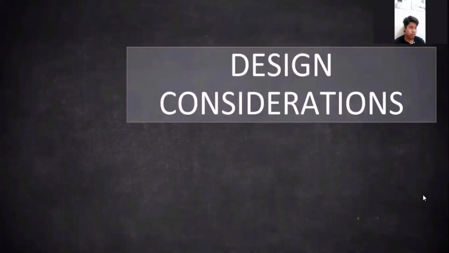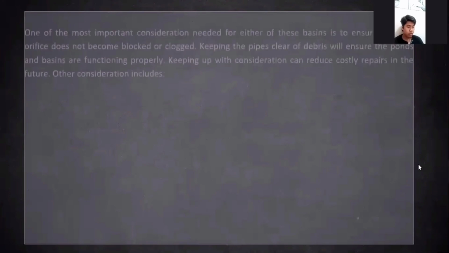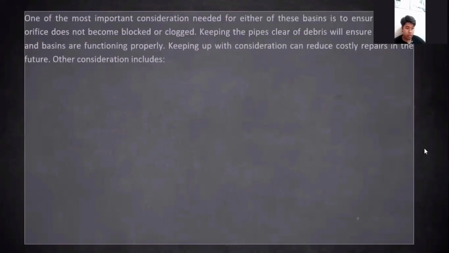Design consideration. One of the most important considerations needed for either of these basins is to ensure that the orifice does not become blocked or clogged. Keeping the pipes clear of debris will ensure the ponds and basins are functioning properly. Keeping up with this consideration can reduce costly repairs in the future.